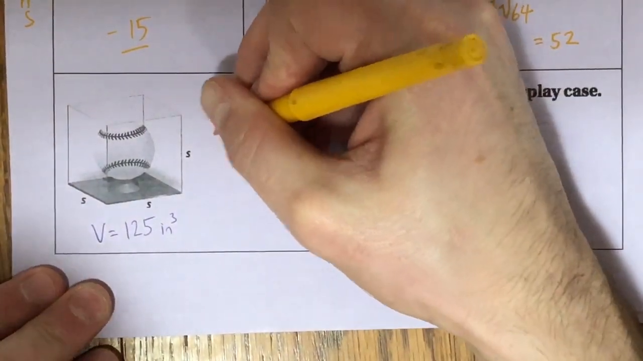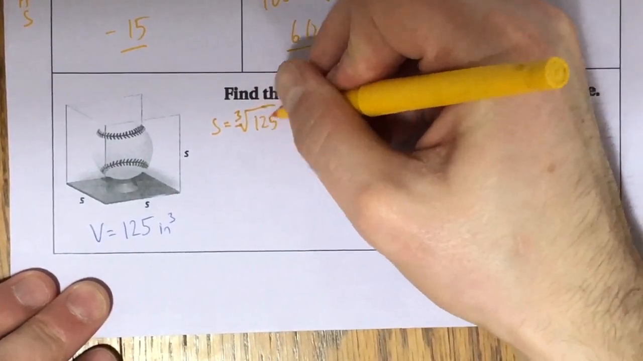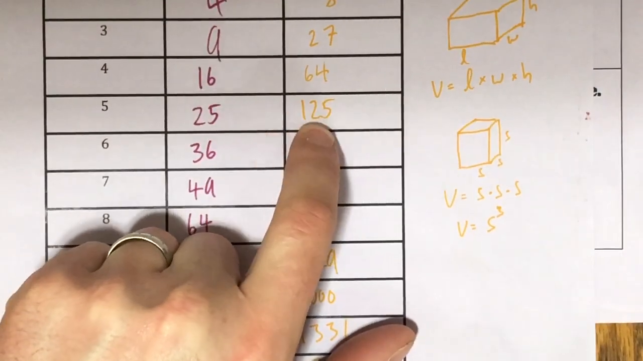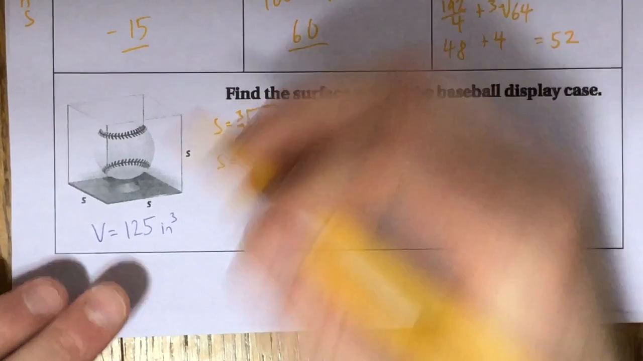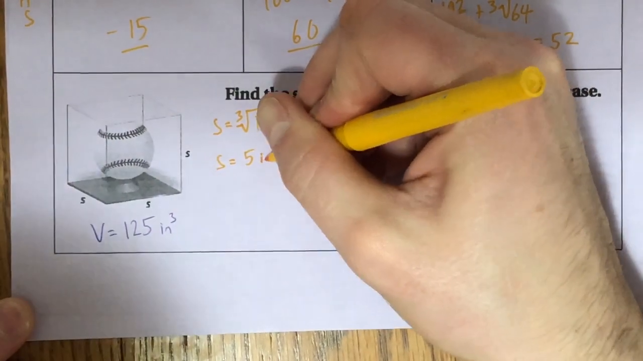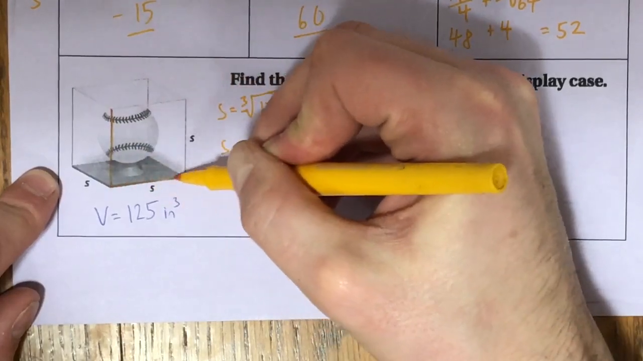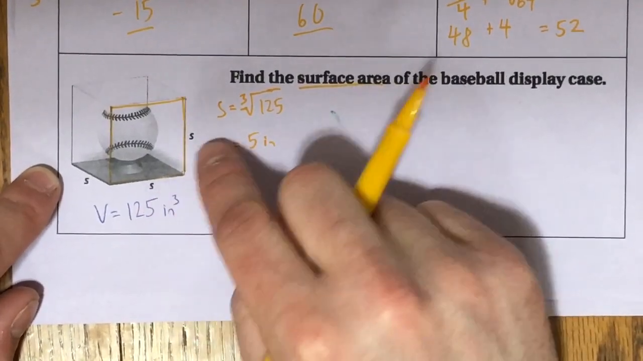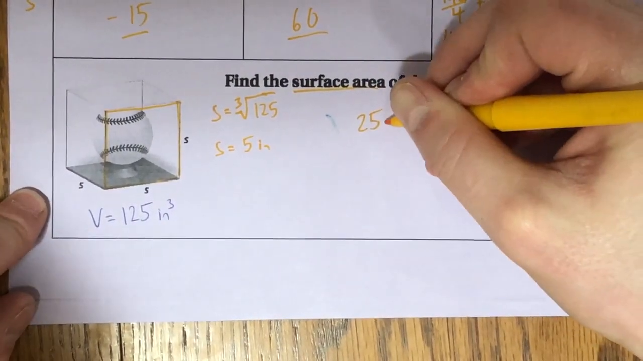In fact, I might even say here S equals the cube root of 125. Well, the cube root of 125 is 5. So the side length here is 5. Now to find the surface area, I first have to find the area of just one square face. So this square face right here is just the side times the side. We're just finding the area of the square. 5 times 5 is 25. So one square is 25 square inches.